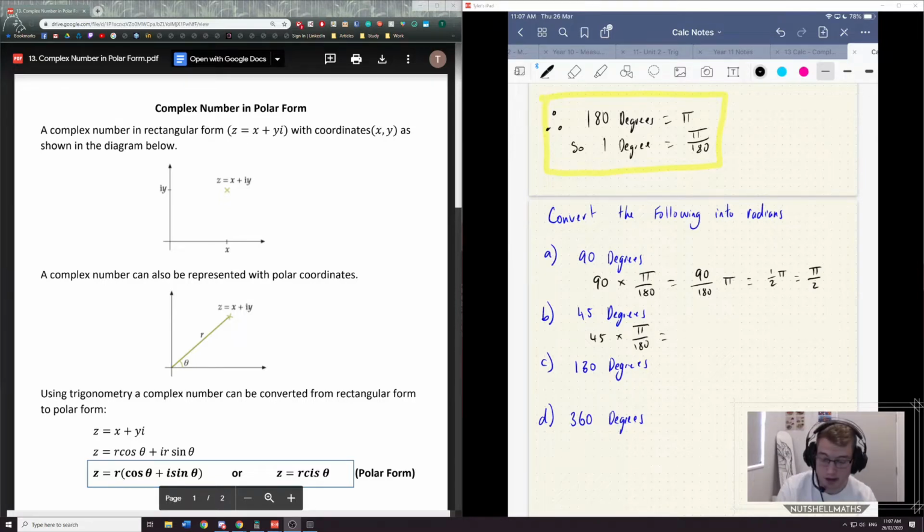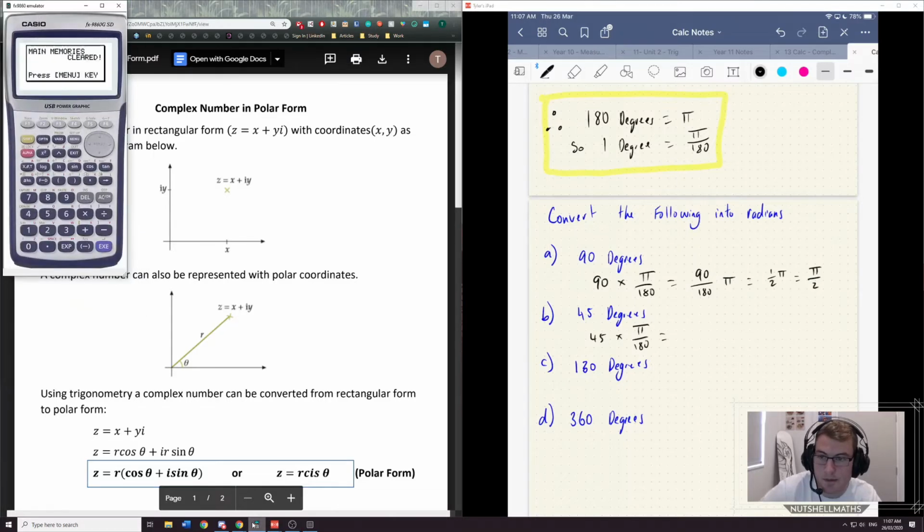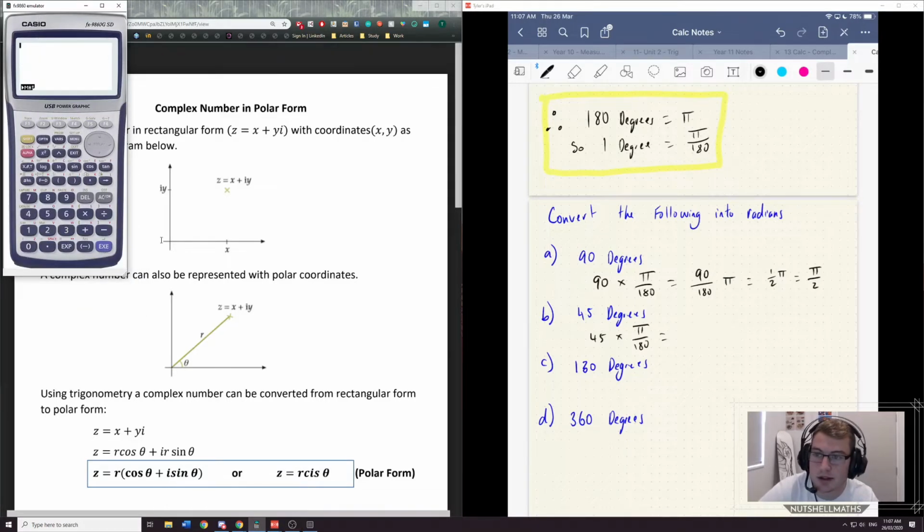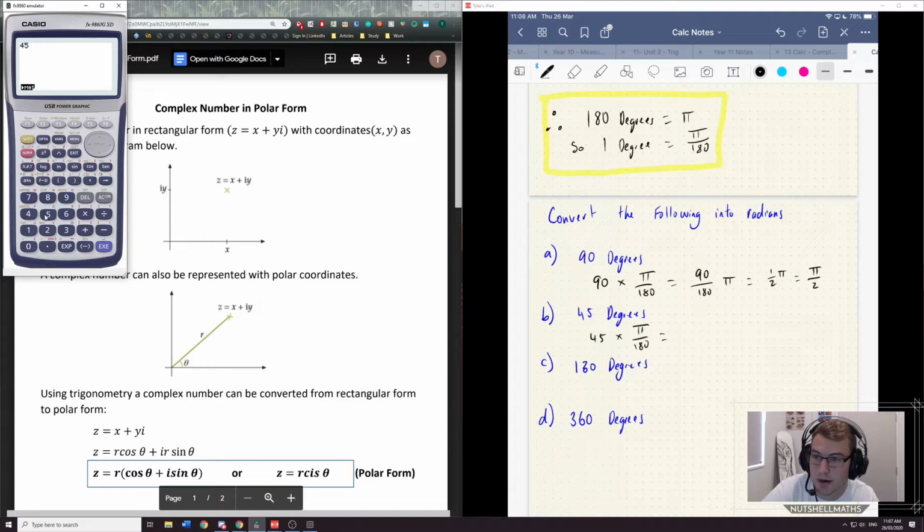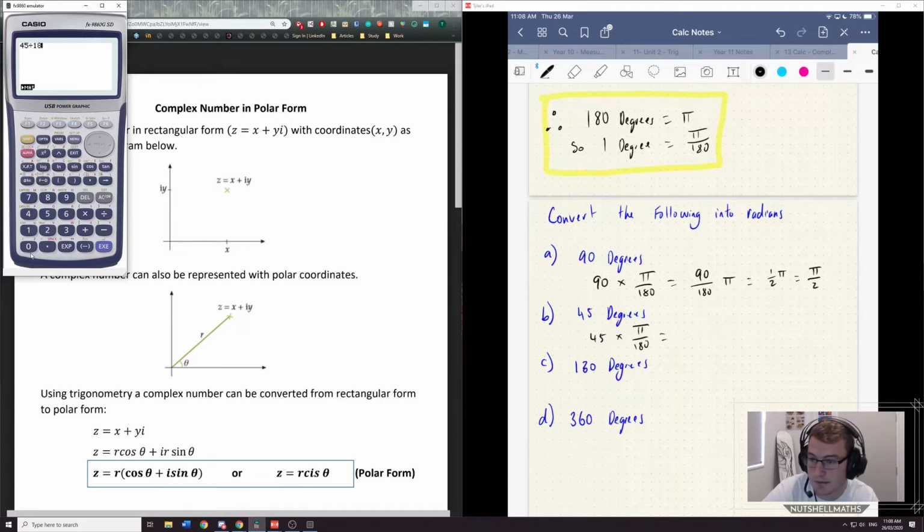And you can do the same thing here. What I'm going to do is on my calculator, instead of typing in the pi, I'm just going to do the 45 divided by 180. Because that's the only part I'm going to do, and leave pi in my answer of radians. So this is 0.25. Let's write it as a fraction. So this is going to be 1/4 pi, which we often write as pi by 4.